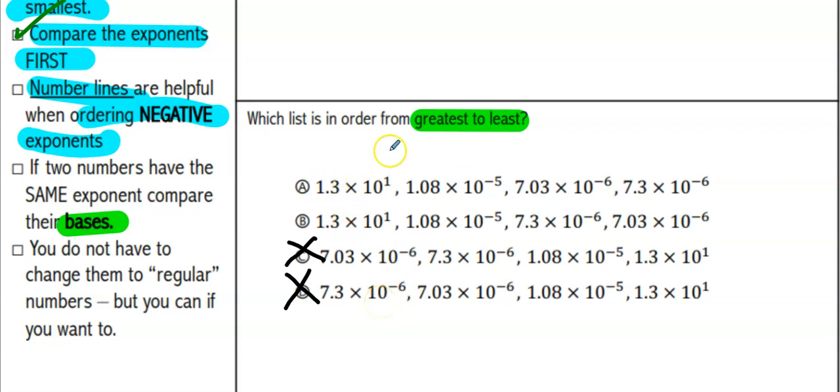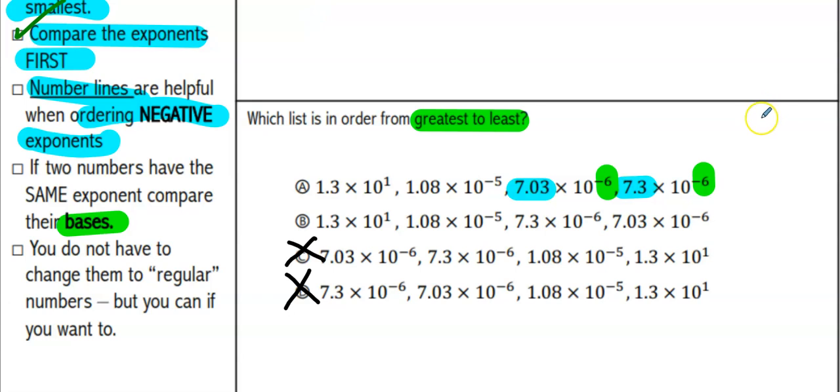So between these two, I'm going to just take a look. It goes from 1, -5, -6, -6. Okay, so does B. If I just look at the exponents, it's 1, -5, -6, -6. All right, well, I know the -5 is the same here, so now I'm just looking at these two. So remember, they have the same exponent, right? So when they have the same exponent, we're going to look at the base. And we're going from greatest to least. So we're going to have to figure out what's greater, 7.03 or 7.3.